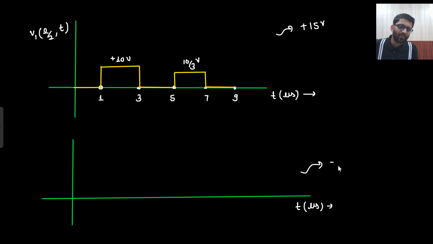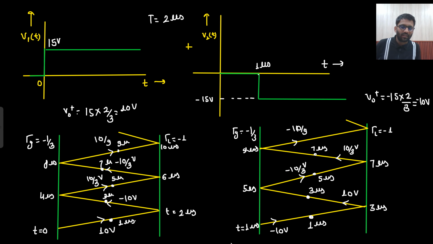This waveform is coming because of minus 15. This is voltage V2 at L by 2 with respect to time. So in this one, here I have made an error. This is not 1, 3, 5, 7. Why? Because the waveform is starting at 1 microsecond only, no? So from 1 to 3 microsecond we are reaching this point. So at the midpoint we will reach at 2 microsecond. This will be 4 microsecond, this will be 6 microsecond, and this will be 8 microsecond.